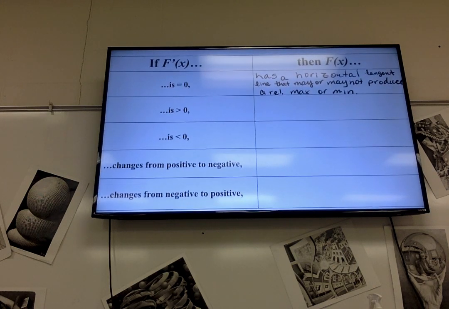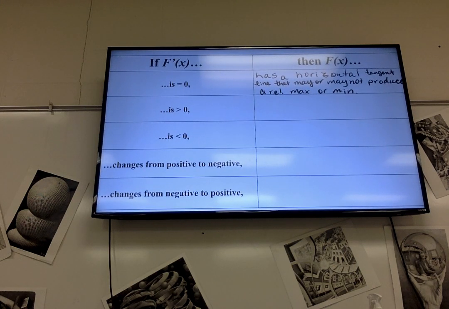Okay, what if the derivative is greater than 0? What's going on with the f of x? It's increasing. Increasing, yes.